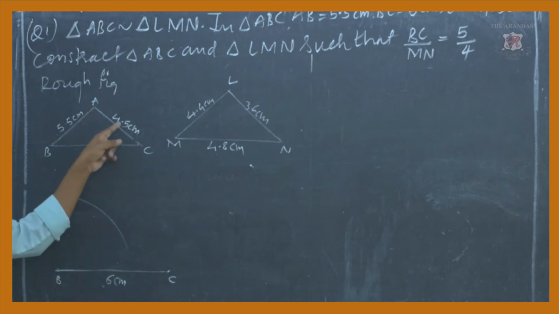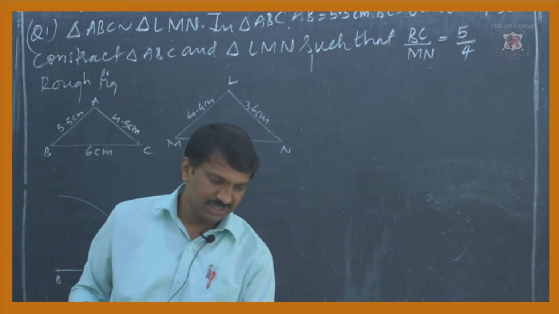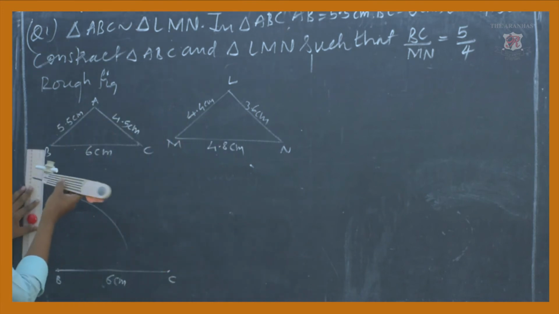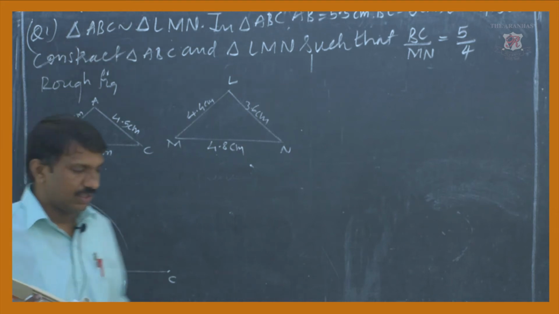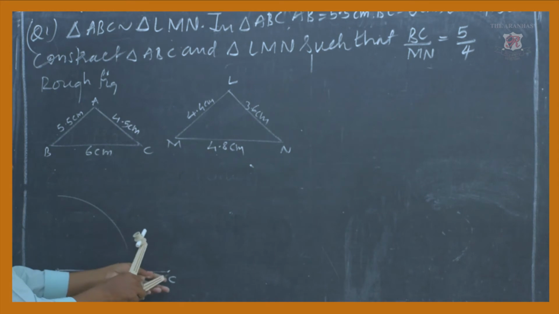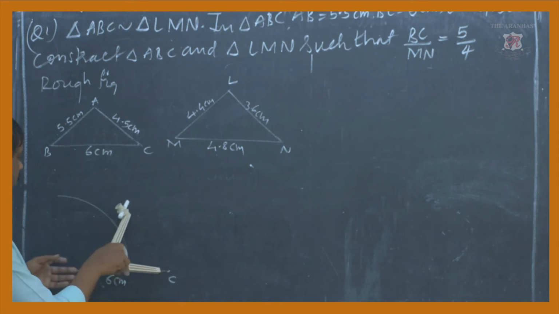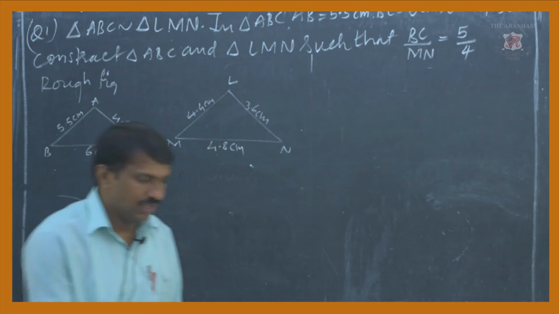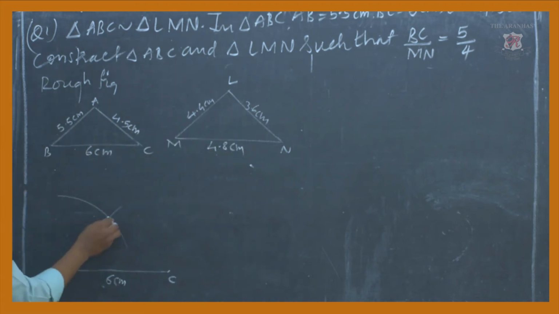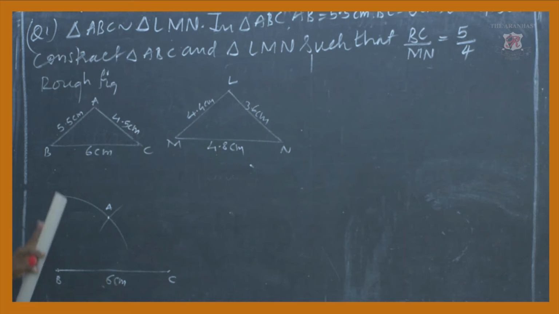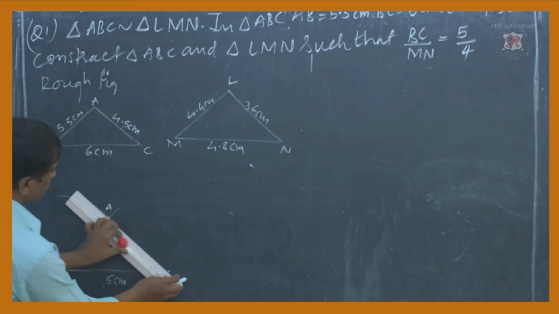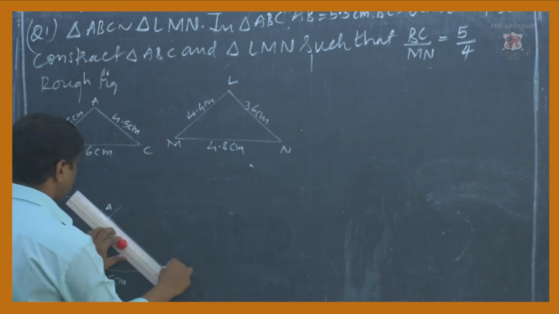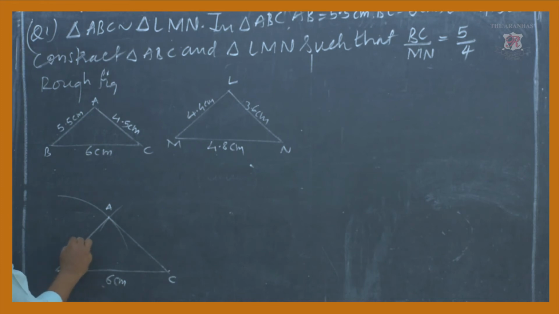The next distance for A is 4.5. Take 4.5 centimeter distance with the rounder. So we took the 4.5 centimeter distance, come to point C, and from C construct the arc where the two arcs intersect each other. That is point A. Join AB, and join AC. So this is your first given triangle. Triangle ABC is formed. Don't erase the arcs, they should be there.